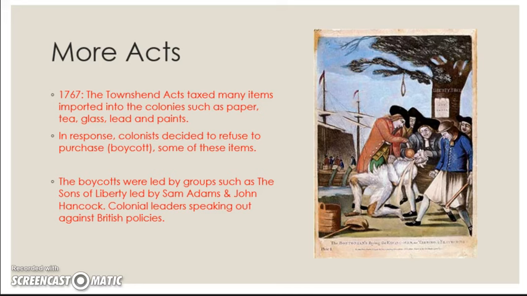Now, these boycotts were led by a group called the Sons of Liberty. And they were led by two men in Boston named Sam Adams and John Hancock. They're going to be very, very vocal about their ideas against the British policies. What you see in this image is Sons of Liberty tarring and feathering a British tax collector. They're underneath what's known as the Liberty Tree. It was a tree that was in downtown Boston, and they would actually fly red banners in it as a secret code as to when it would be time to meet.